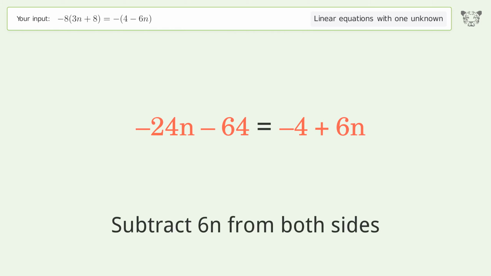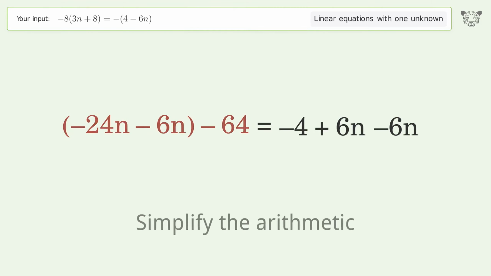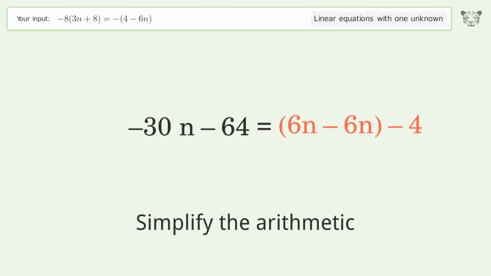Subtract 6n from both sides. Group like terms. Simplify the arithmetic. Group like terms. Simplify the arithmetic.